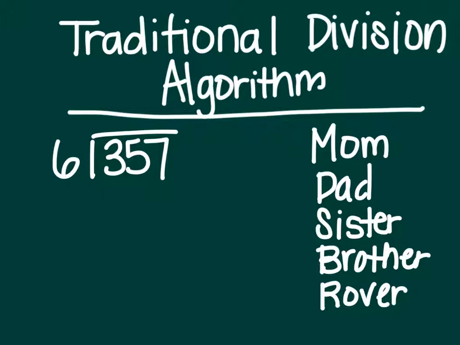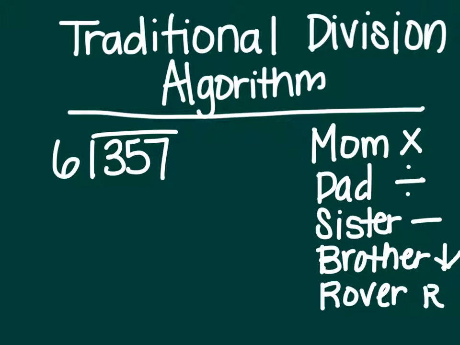Now, mom simply means to multiply, dad means to divide, sister means to subtract, brother means to bring down, and then Rover is simply going to be our remainder. So during the course of division with traditional mathematics, we are going to be multiplying, dividing, subtracting, bringing down, and actually getting a remainder at the end. We're going to be utilizing that through our division here. It's just a way to remember the steps it takes to divide using long division.